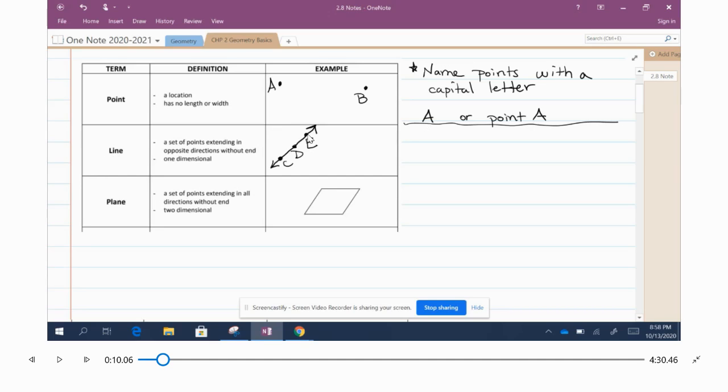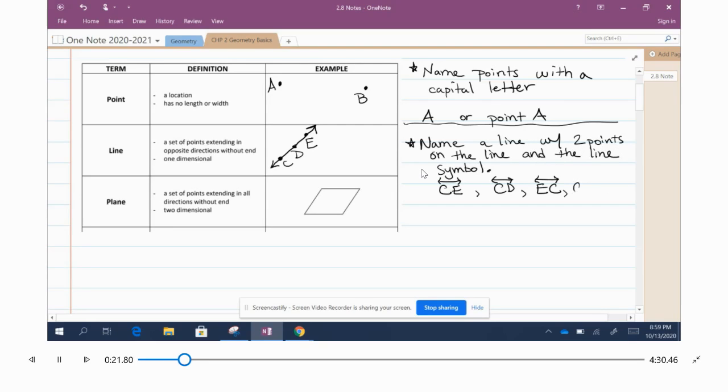All right, a line is next. It's a collection of all points along a straight path. Now, what's going to happen is we need at least 2 points to create a line. So then that's going to create the straight path. Once we have our straight path, you can keep going in both directions for a line. When it says one-dimensional, it simply means that it has no width but an infinite length, and that'll come up in a minute. So when we name a line, we can use 2 points on the line and the line symbol.